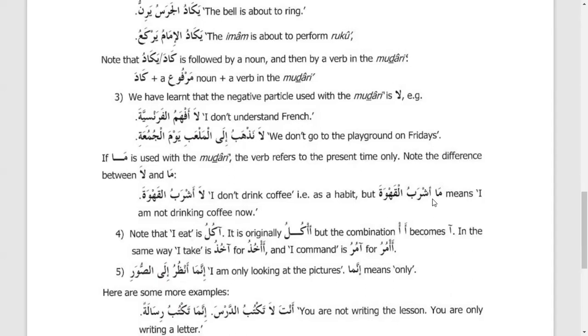For example, you eat fish normally, so you say ana akulu samaka or ana akulu samak. But as of now, you're full and you don't want to eat, so you say ma akulu samak, I will not eat fish now. So if you don't want to do something now, then you can use ma with the present tense, and it would mean that you don't want to do it right now.